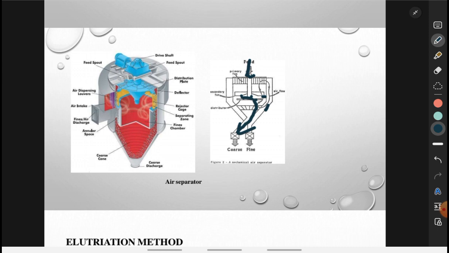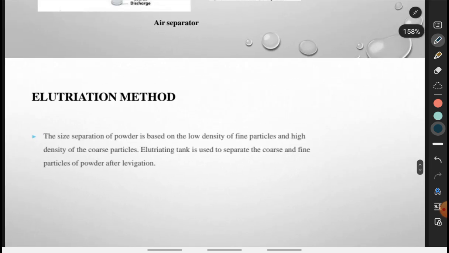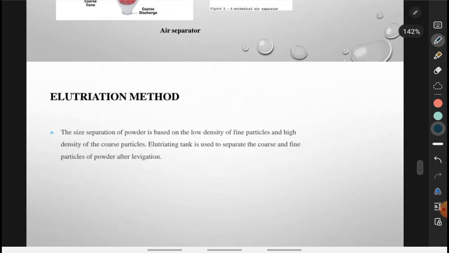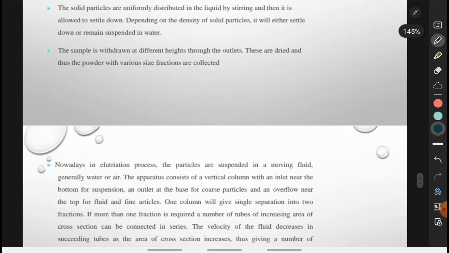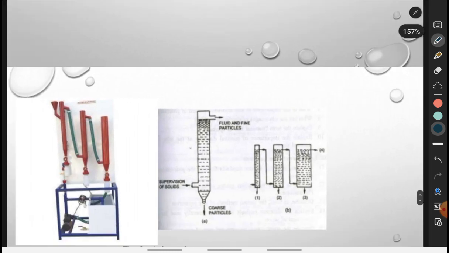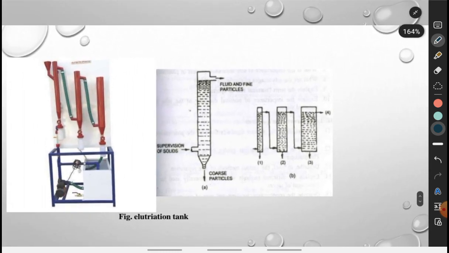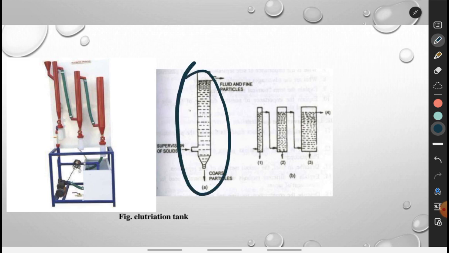Then coming to the elutriation tank. Its movement you can see in the diagram. The elutriation tank depends on the movement of fluid against the direction of sedimentation of the particles. This apparatus simply consists of a vertical column. You can see in the diagram, it consists of a vertical column with the inlet near the bottom.